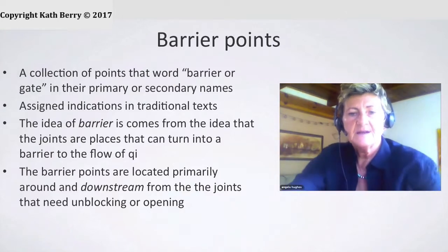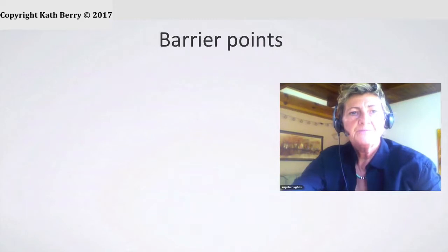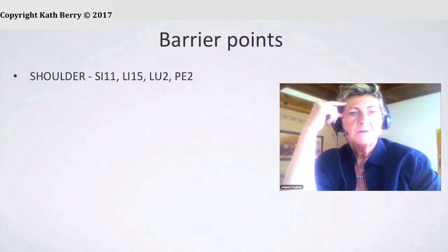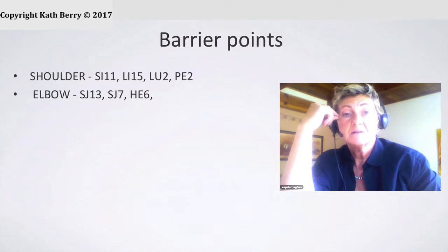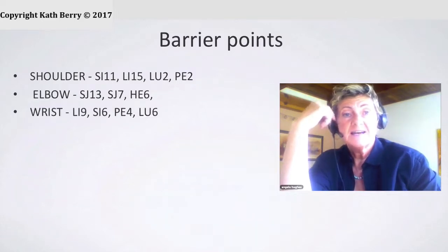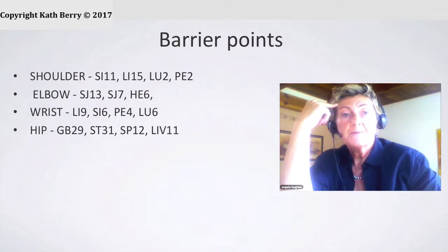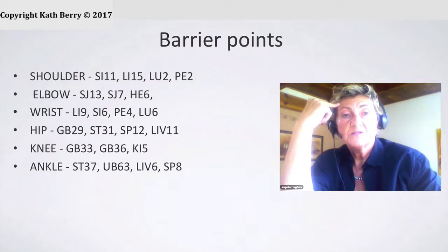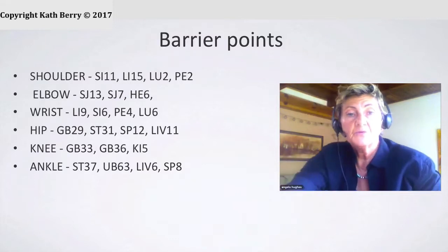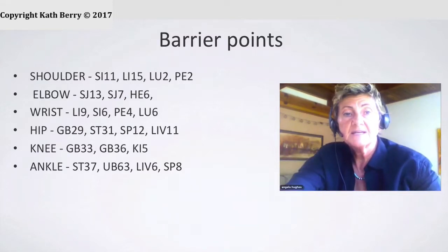The most common ones that I've come across are, for the shoulder, small intestine 11, large intestine 15, lung 2, and pericardium 2. For the elbow, Sanjiao 13, Sanjiao 7, and heart 6. For the wrist, large intestine 9, SI6, pericardium 4, and lung 6. For the hip, gallbladder 29, stomach 31, spleen 12, and liver 11. For the knee, gallbladder 33, gallbladder 36, and kidney 5. And for the ankle, stomach 37, UB 63, liver 6, and spleen 8.